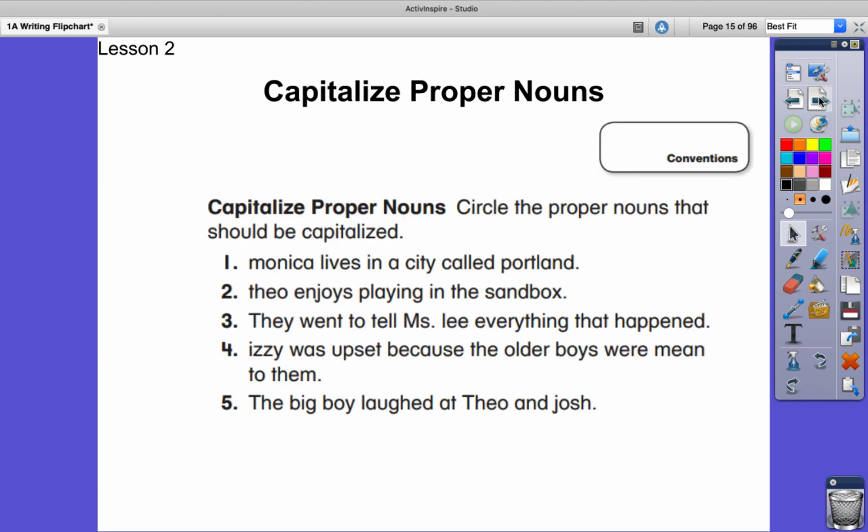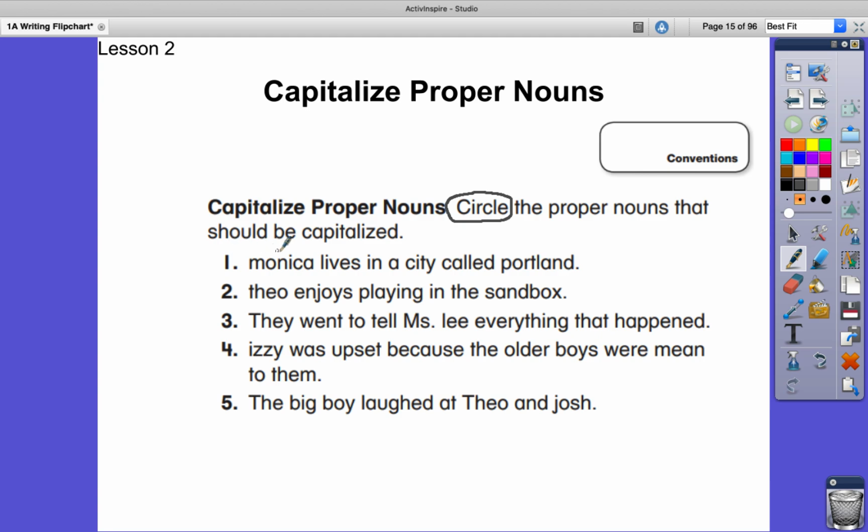So under lesson 2 in your Google Writing Doc Journal, we are going to go ahead and complete lesson 2. The directions say capitalize proper nouns. Circle the proper nouns that should be capitalized. Now, on my screen, I can circle. On your writing journal, you are going to be typing in the proper nouns. So whatever I circle, you should be typing in on your Google Doc writing journal.